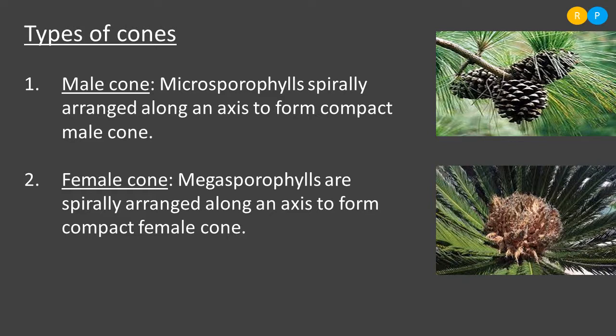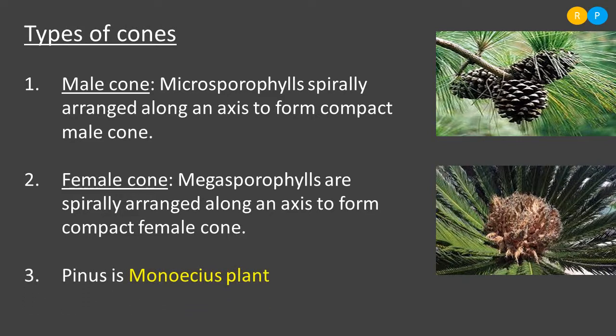Both the cones are present within the same plant in some members of gymnosperms. That means the same plant produces both cones in some members of gymnosperms. But some gymnospermic plants consist of two separate plants in order to produce these two cones. That means one plant produces the male cone and another plant produces the female cone. Understood, children? So based on the presence or absence of both cones in the plant, the plants are divided into two different types.